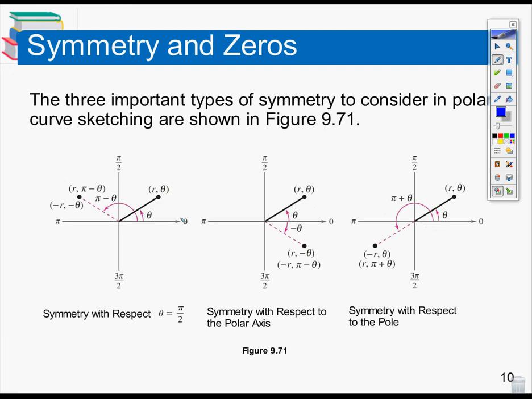So it's the same type of important symmetry that we would see in rectangular coordinates, but we have to put it in terms of polar coordinates. So instead of the y-axis, it's with respect to theta equals pi over 2. Instead of the x-axis, it's the polar axis. And instead of the line y equals x or the line y equals negative x, it's symmetry with respect to the pole.